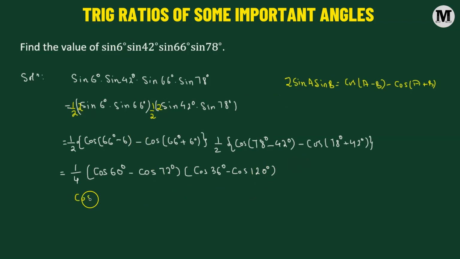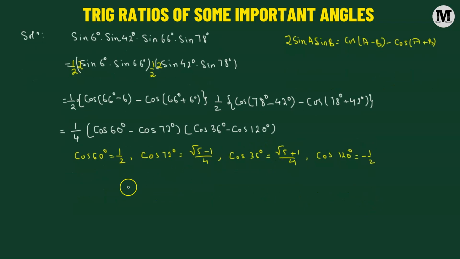Here, cosine of 60 degrees is equal to 1/2. Cosine of 72 degrees is equal to square root of 5 minus 1 over 4. Then we have cosine of 36 degrees, which will be square root of 5 plus 1 divided by 4. And cosine of 120 degrees will be equal to negative 1/2. Let's use all of these values here.